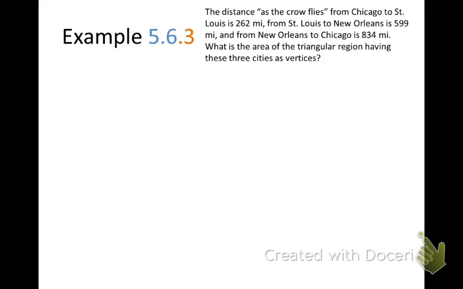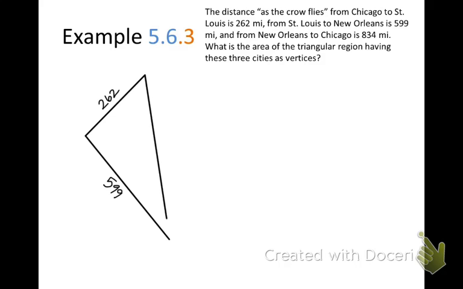Kind of just as best as I can, I've got from Chicago to St. Louis. What's the distance of that? Yep, that distance is 662. The distance from St. Louis to New Orleans, what's that? 599? Okay. And then the distance from New Orleans to Chicago? 834. Yep.